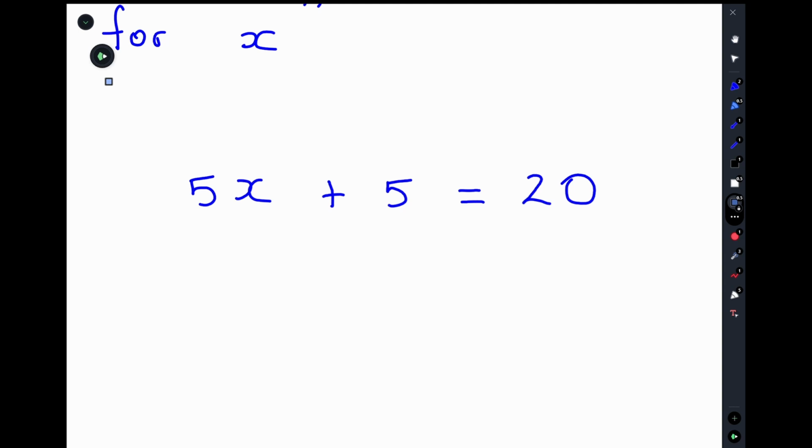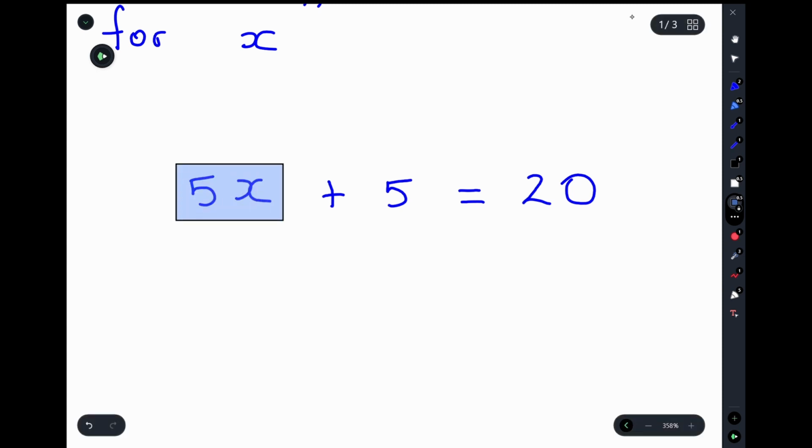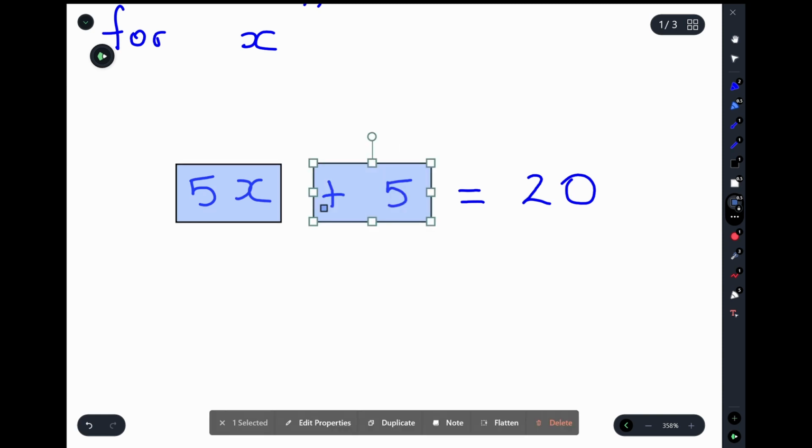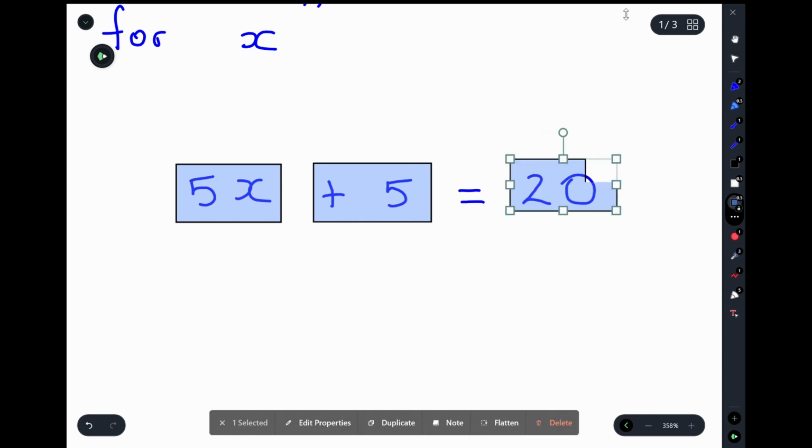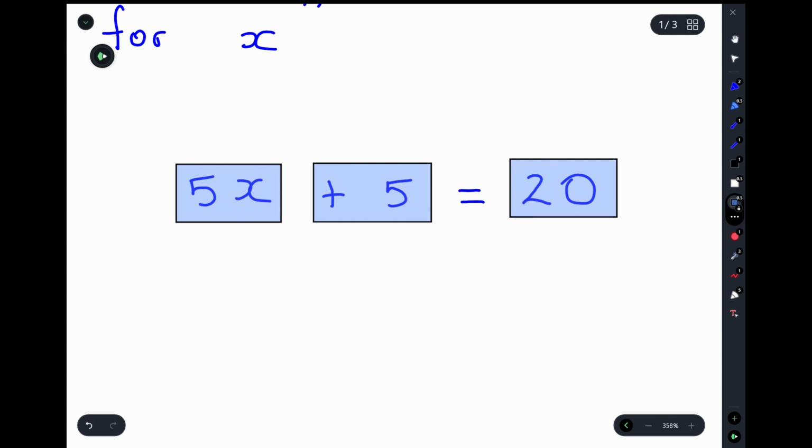Let's consider this equation. 5x plus 5 equals 20. So the first thing I do, I want to identify the total number of terms. So I have 5x, I have 5, plus 5 to be exact, and positive 20. Now, identify the number of terms. I have 3 terms. Now I want to identify the terms that do not contain x.